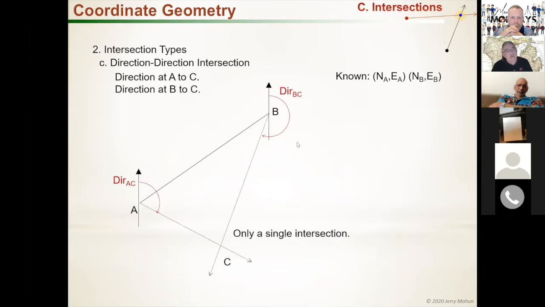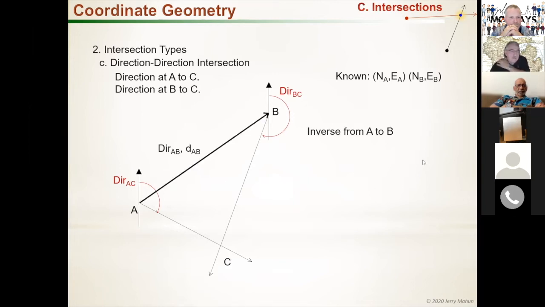Now, when we do a direction-direction intersection, a direction-direction intersection only gives us a single intersection. So there is no ambiguity in a point position. We start with a direction at one end and we start with a direction at another end to establish these coordinates here. Now in this case, we don't have any distances involved in our measurements, only directions or angles off the baseline. So in this case, we again start with an inverse calculation, establish that side of the baseline.